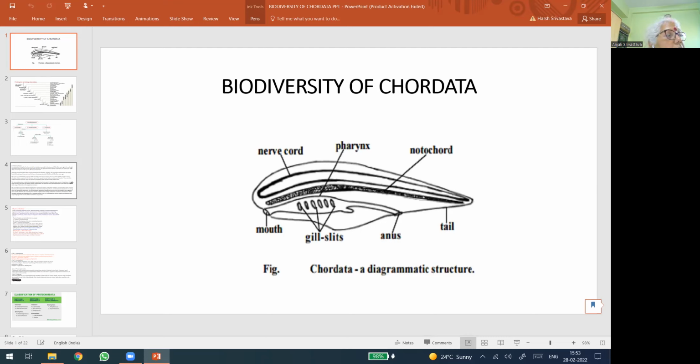The nerve cord, notochord, the pharyngeal gill slits, mouth, anus, post-anal tail, and the another important character which is not very much visible here is the presence of an endostyle.